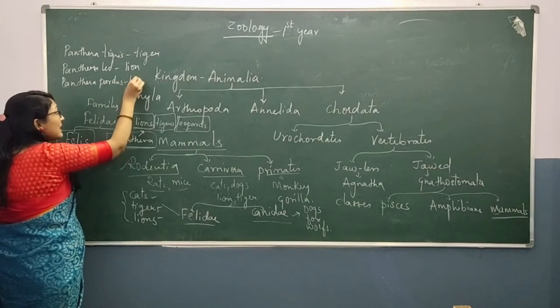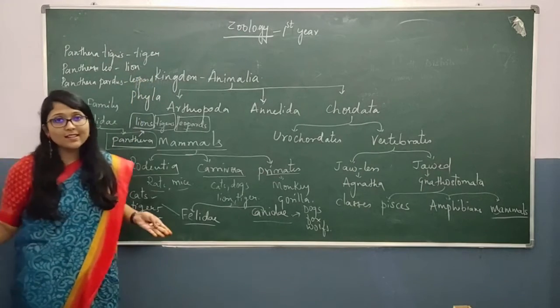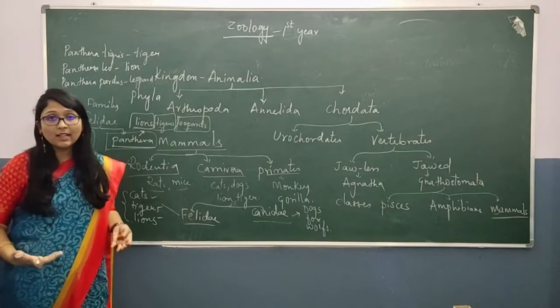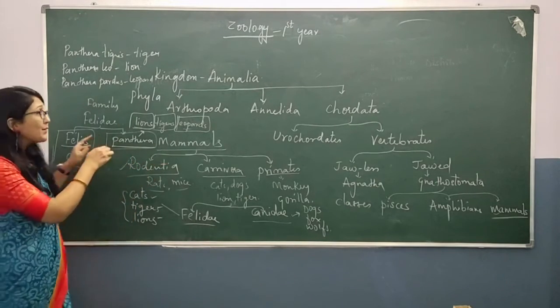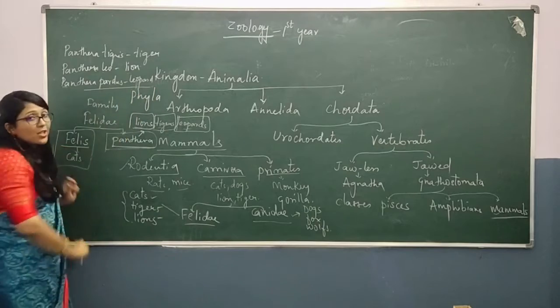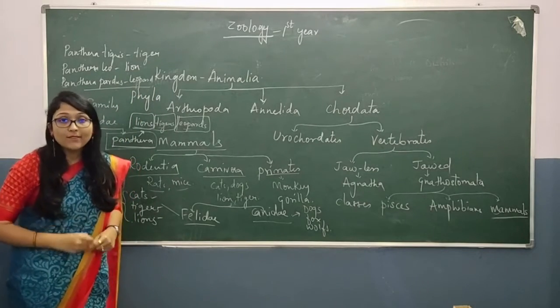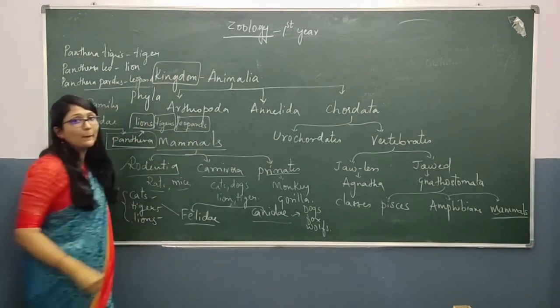Now, there is nothing left further to differentiate. Tigers, all tigers will be the same. Lions, all the lions are similar other than the colors. Then leopards, all the leopards are the same. So here they have stopped the classification. At what level have they stopped the classification? At species level. Where did they start? They started at kingdom.